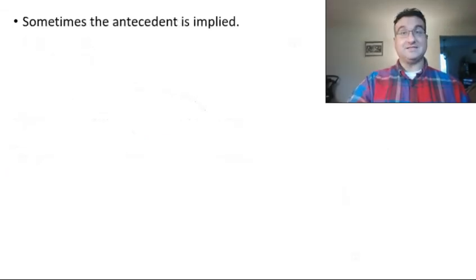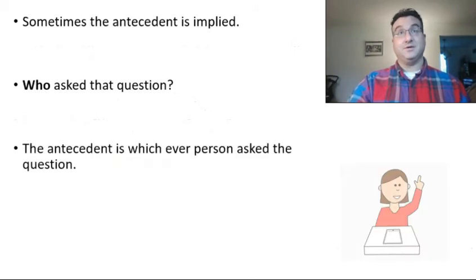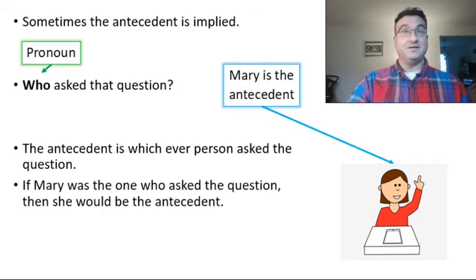Sometimes an antecedent is implied. So if you have the question, "Who asked that question?" the answer is whichever person asked the question. If Mary asked the question, then Mary is the implied answer to that antecedent. So who is the pronoun? Mary is the antecedent.